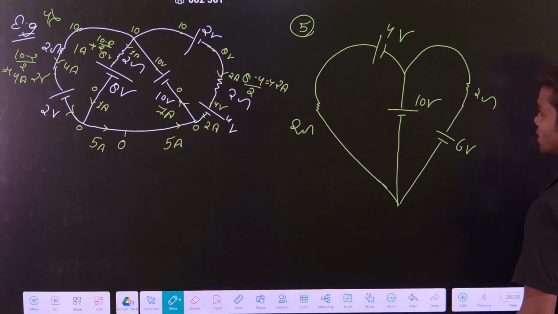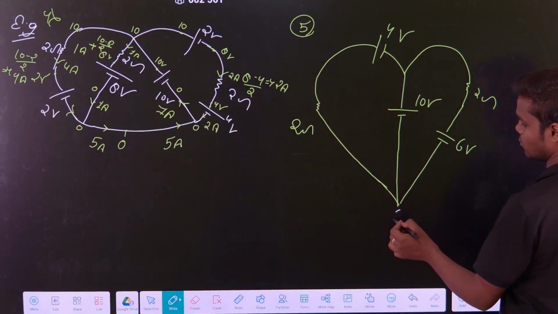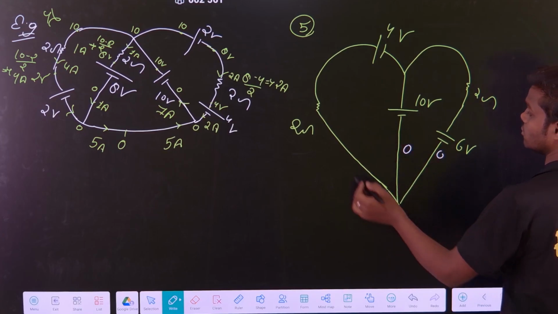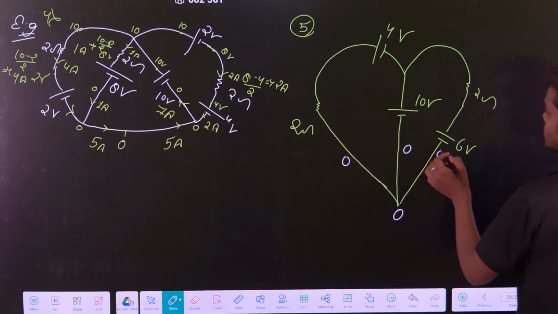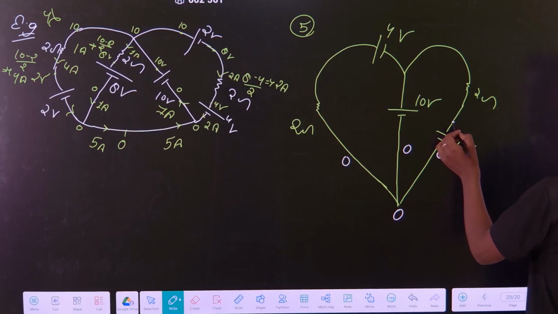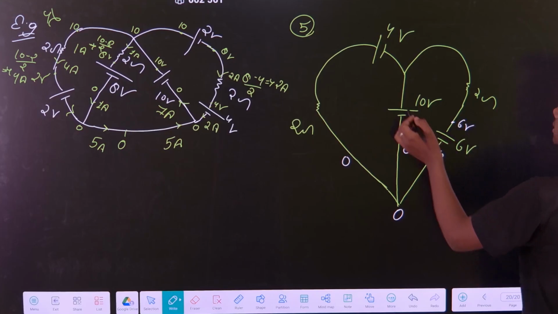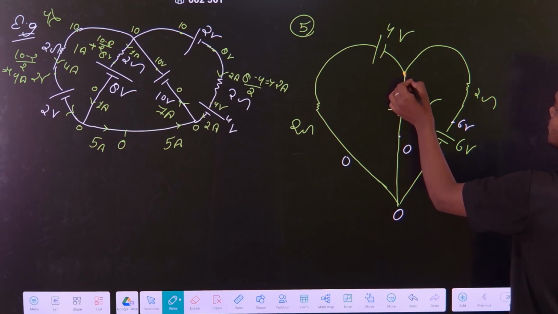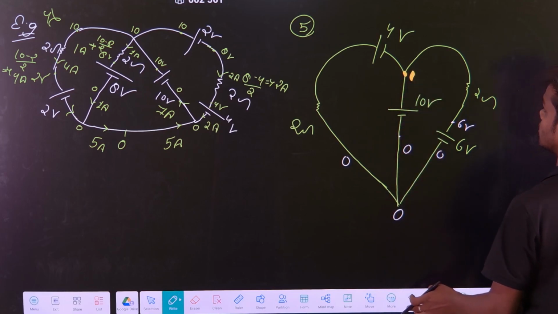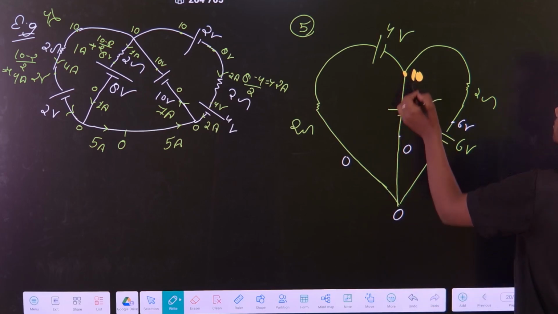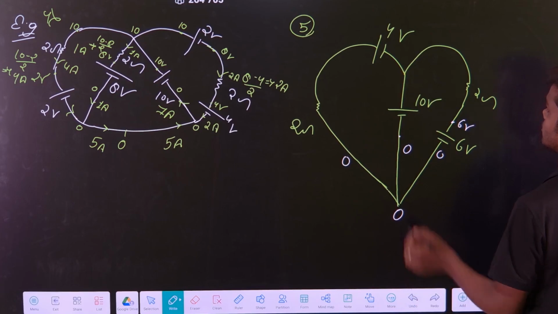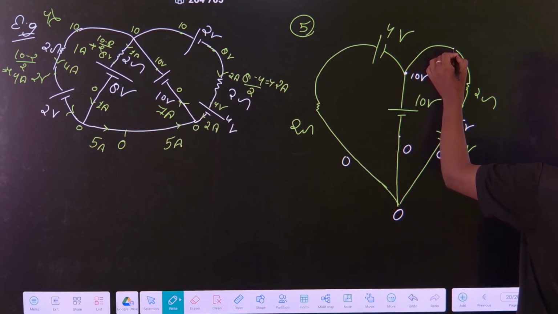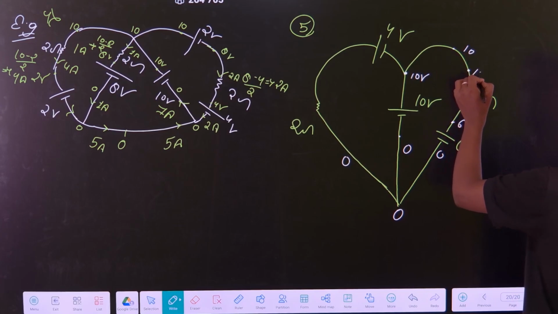We have to take 0 at one point. Where will you take 0? Take 0 here. This is 0, this will also be 0, this will also be 0. If this is 0, this is a positive terminal, so this will become 6 volt, correct? Similarly, this is also a positive terminal, so this will add up, it will become 10 volt. If this is 10 volt, this is also 10 volt, this is also 10 volt, correct?